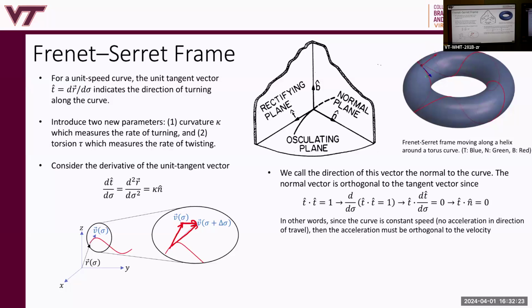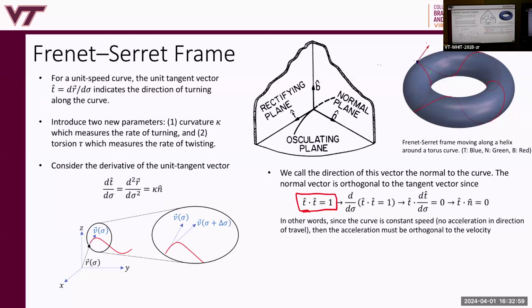Okay, good. So we're going to define dt d sigma, which is also d2r d sigma squared because t is dr d sigma, as kappa in the direction of n hat. And we're going to find out what direction n hat is. So kappa is the magnitude of this vector, and n hat is its direction. We call the direction of this vector the normal to the curve. And the normal vector is orthogonal to the tangent vector. And we can prove that by differentiating this expression.